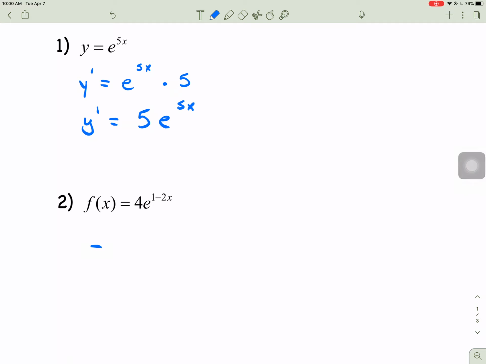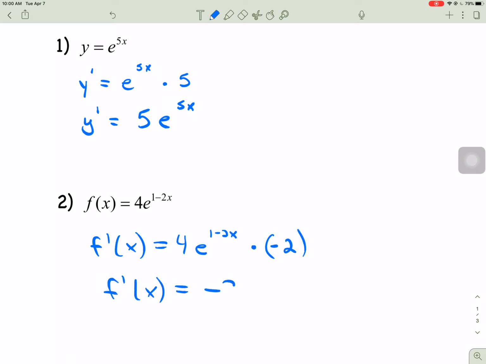So, f prime of x, 4 e to the 1 minus 2x times, what's the derivative of 1 minus 2x? Well, if you think of that, the derivative of 1 minus 2x is just negative 2. So final answer, negative 8 e to the 1 minus 2x.